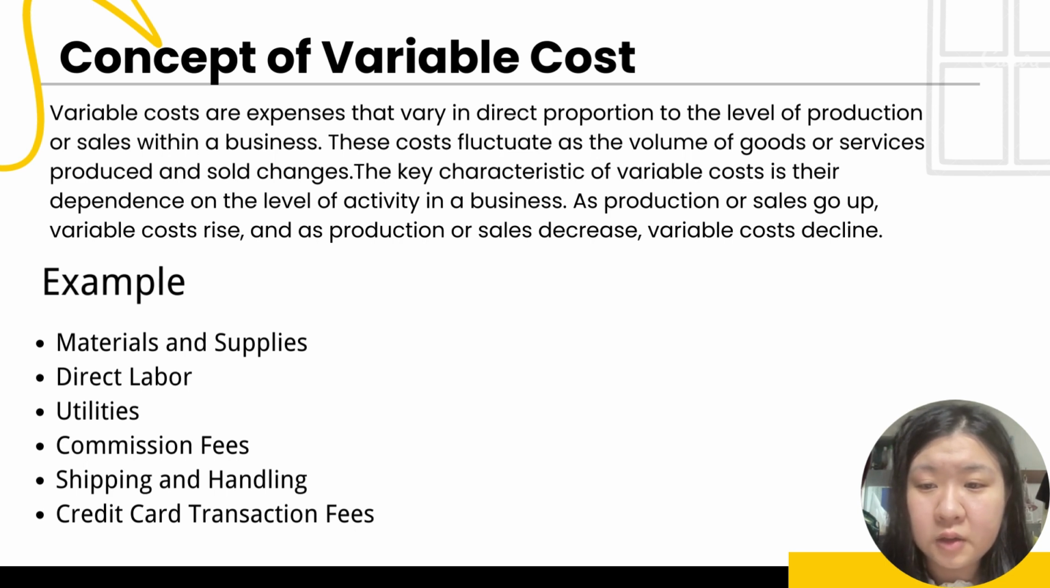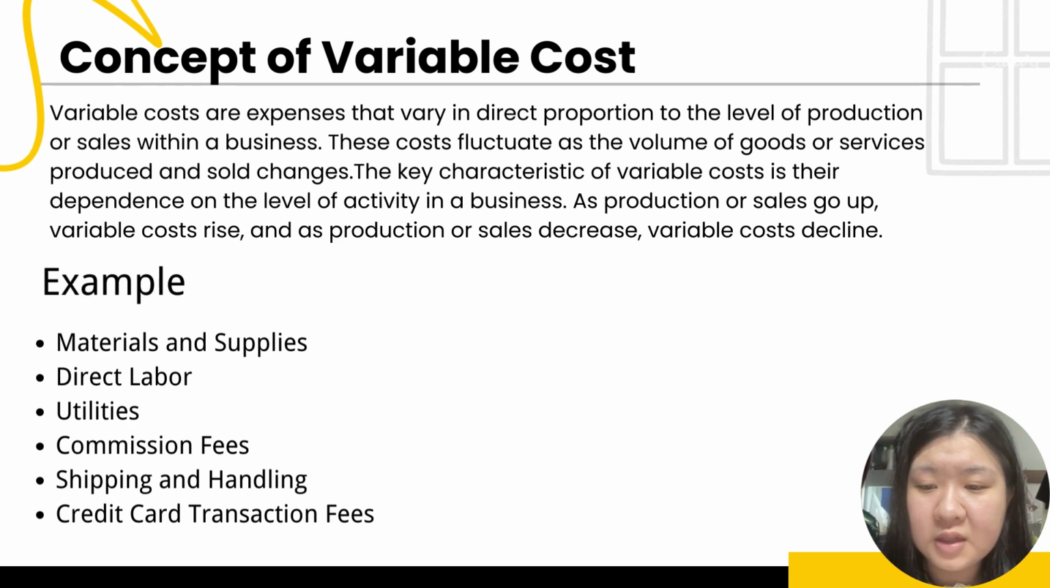The key characteristic of variable costs is their dependence on the level of activity in a business. As production or sales go up, variable costs rise, and as production or sales decrease, variable costs decline. Below are some examples: materials and supplies, direct labor, utilities, commission fees, shipping and handling, credit card and transaction fees.